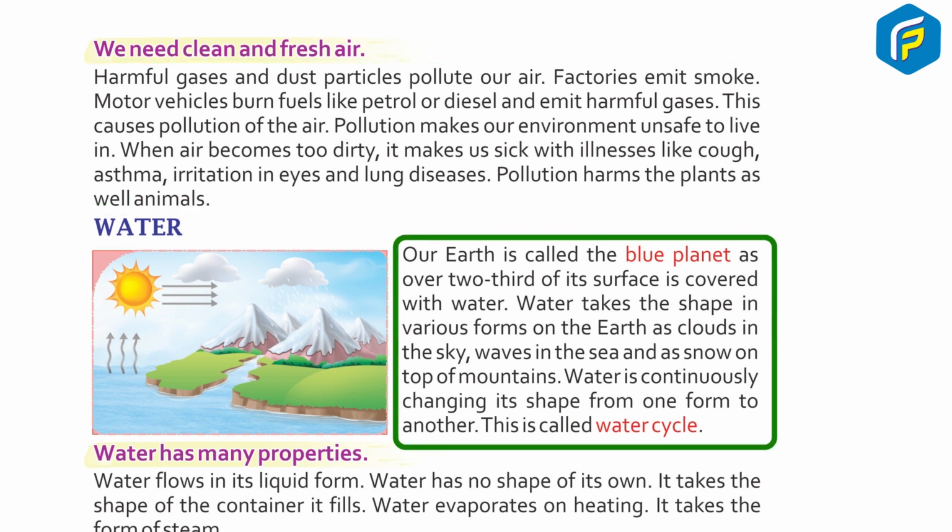Water. Our earth is called the blue planet as over 2/3 of its surface is covered with water. Water takes various forms on the earth: as clouds in the sky, waves in the sea and snow on top of mountains. Water is continuously changing from one form to another. This is called the water cycle.